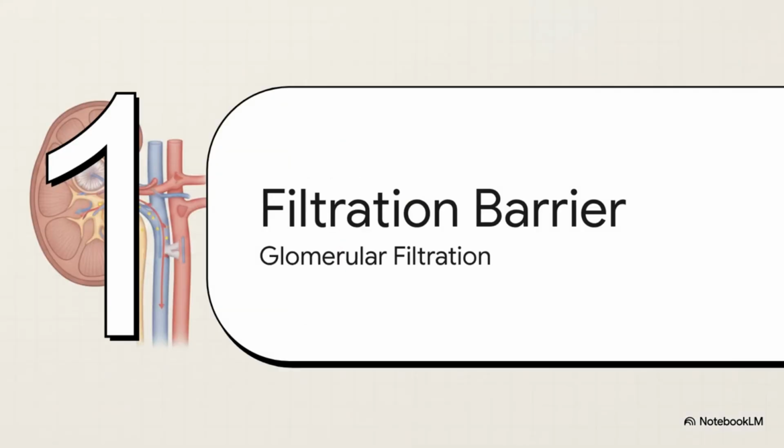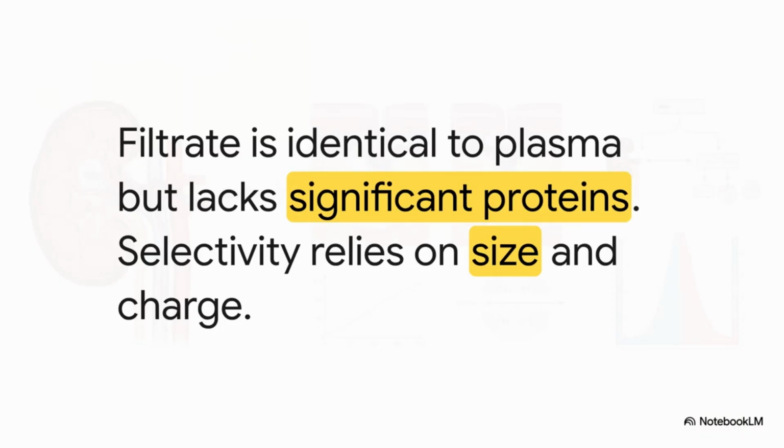Zooming strictly into Bowman's capsule, we hit Section 3, glomerular filtration and barrier. You absolutely need to know this foundational principle. Glomerular filtrate is practically identical to blood plasma, with one huge exception. It doesn't have any significant amount of proteins. So how does the body pull off that neat trick?